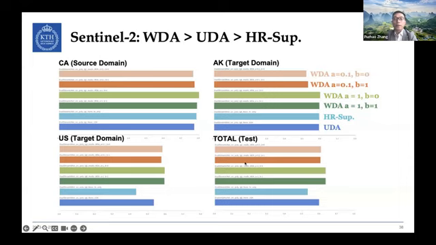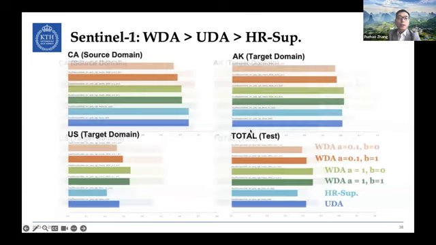Here shows a total evaluation on the testing sites. It combines these three areas together because the testing set includes the 2020 wildfire from Canada, the Alaska area, and the US continental area. And we can see the performance is significantly better compared to these two, the fully supervised and also the unsupervised domain adaptation. For Sentinel 2, we have a similar observation. This is the Canada, Alaska target domain, and also this is the total area, and we can see the weakly supervised domain adaptation achieved significantly better results than the fully supervised and also unsupervised domain adaptation.